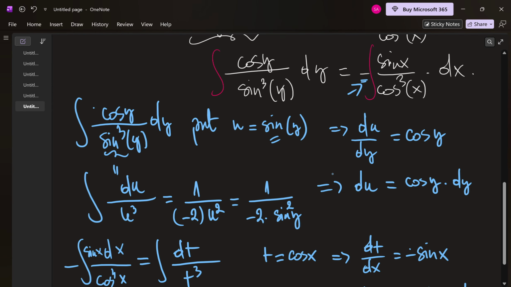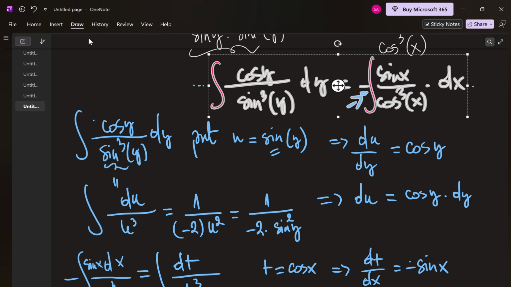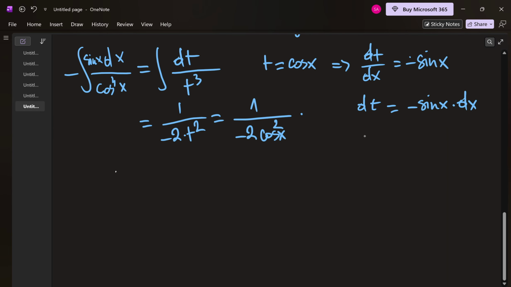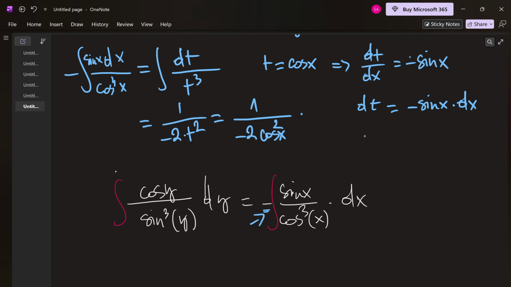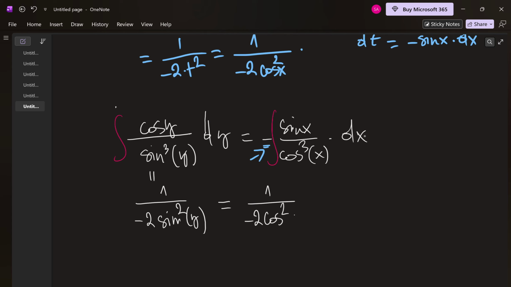So the solution to this equation becomes, this is equal to 1 over minus 2 sine squared y, and this is equal to 1 over minus 2 cos squared x plus some constant c. Is that clear? I will continue.